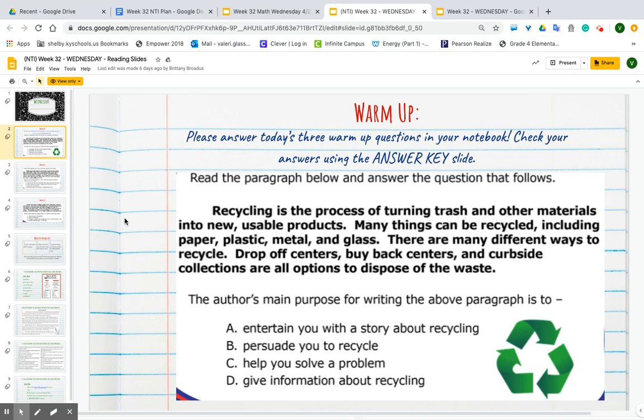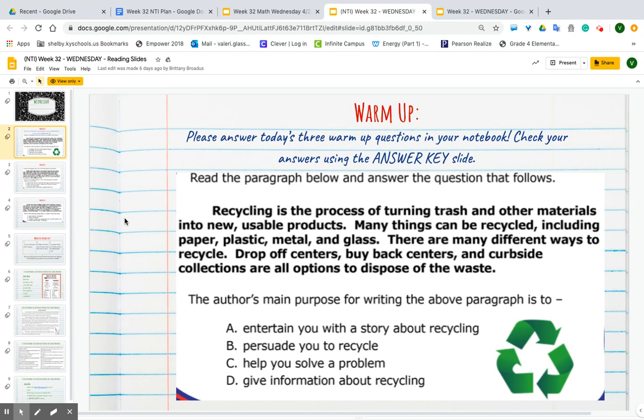Recycling is the process of turning trash and other materials into new, usable products. Many things can be recycled, including paper, plastic, metal, and glass. There are many different ways to recycle. Drop-off centers, buyback centers, and curbside collections are all options to dispose of the waste. The question is, the author's main purpose for writing the above paragraph is to A, entertain you with a story about recycling, B, persuade you to recycle, C, help you solve a problem, or D, give you information about recycling.